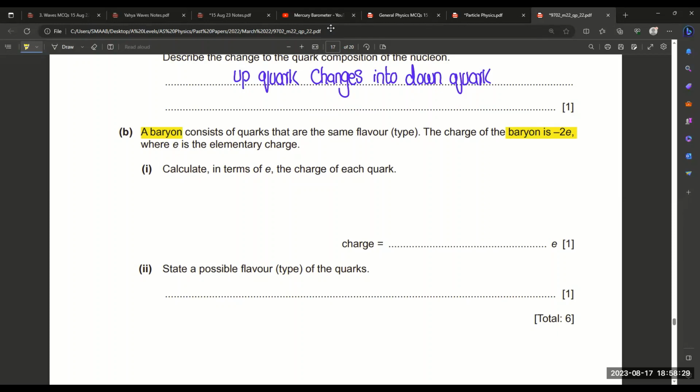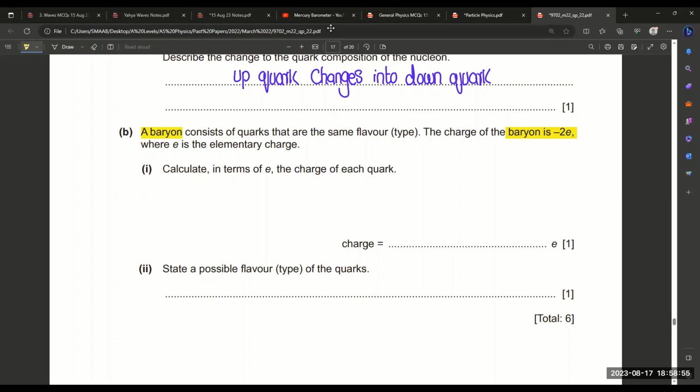Okay. So now they are asking, where e is the elementary charge, calculate in terms of e the charge of each quark. So we need to find out the charge. Mostly the questions will be in two forms. One, they just give you the value of the charge and you combine them to make a quark, right? Or the second, they give you the formation or the formula of the formation and you need to find out the value.